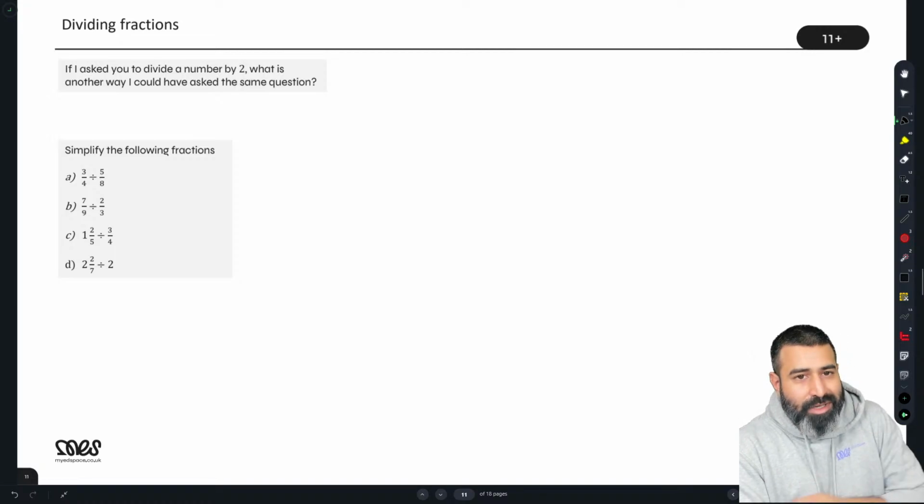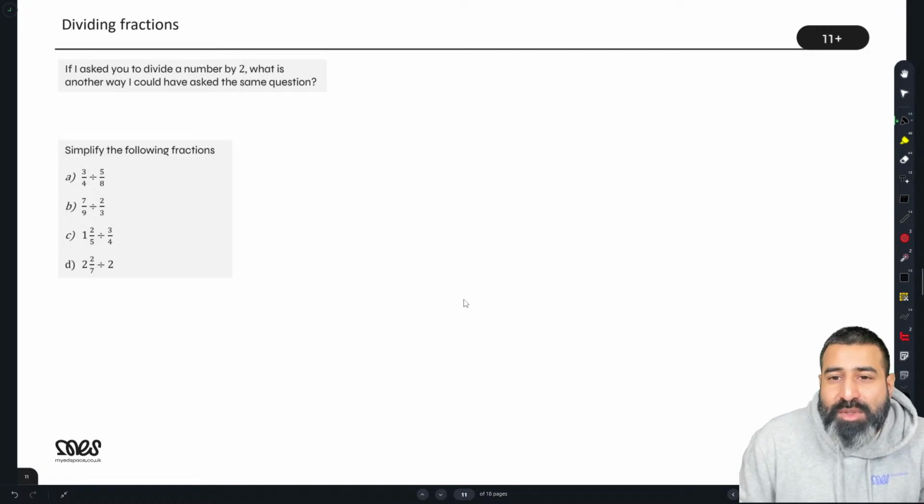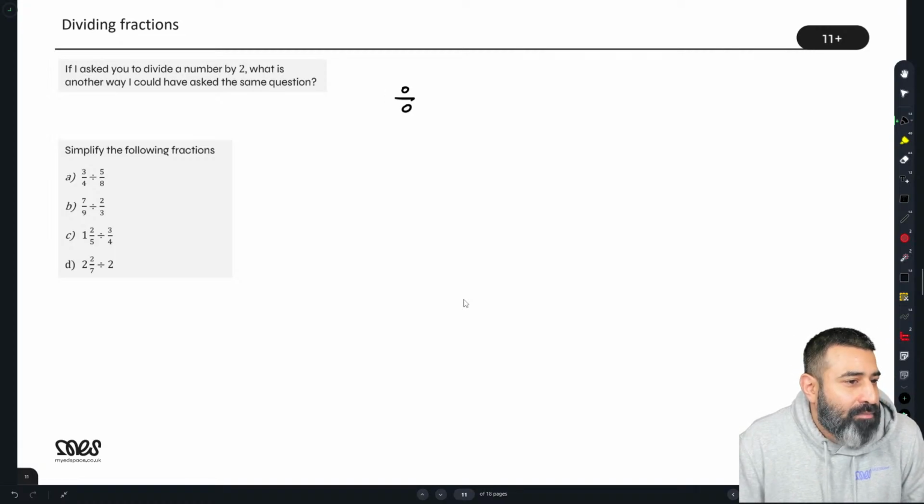Right. If I asked you to divide a number by 2, what is another way that I could have asked the same question? So if I was to ask you to divide by 2, how could I write that? I could write that as divide by 2 over which number?